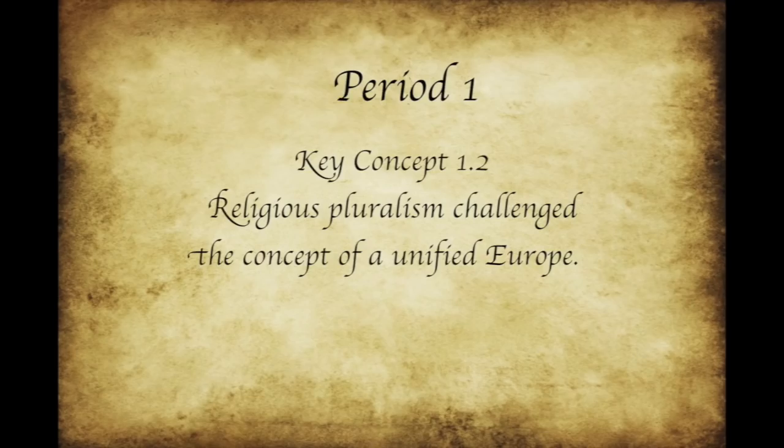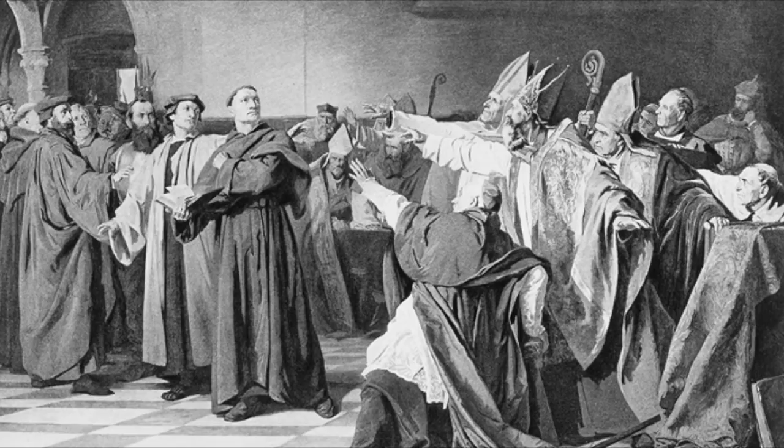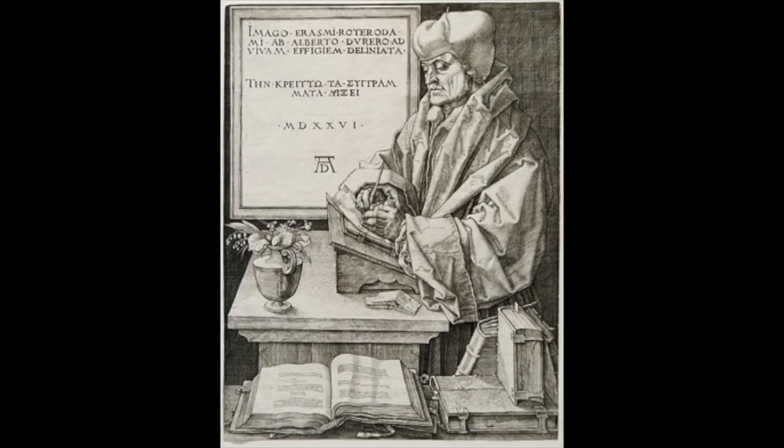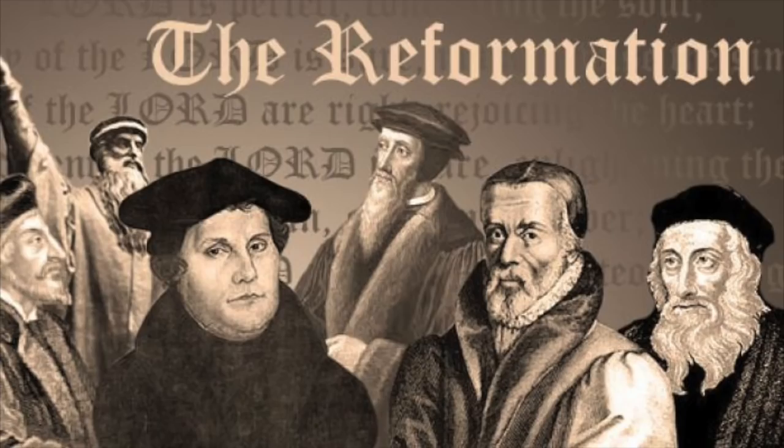Key Concept 1.2: Religious pluralism challenged the concept of a unified Europe. Part 1: The Protestant and Catholic Reformations fundamentally changed theology, religious institutions, culture, and attitudes towards wealth and prosperity. Christian humanism, embodied in the writings of Erasmus, employed Renaissance learning in the service of religious reform. Reformers Martin Luther and John Calvin criticized Catholic abuses and established new interpretations of Christian doctrine and practice.